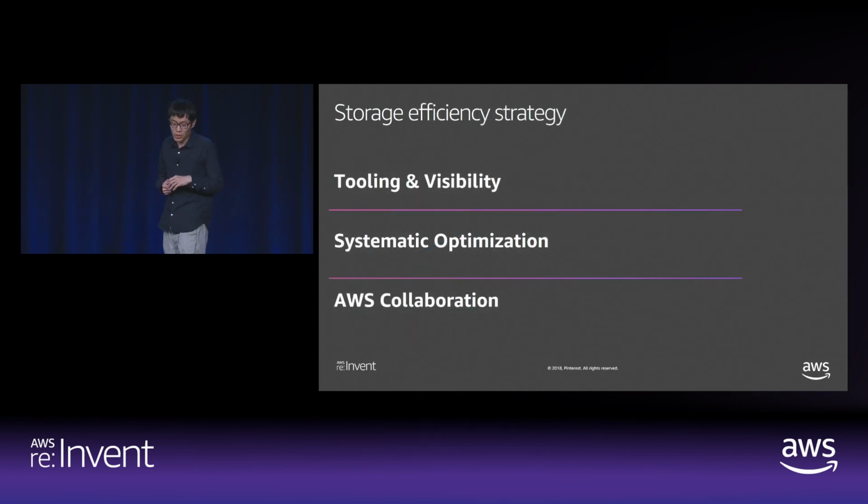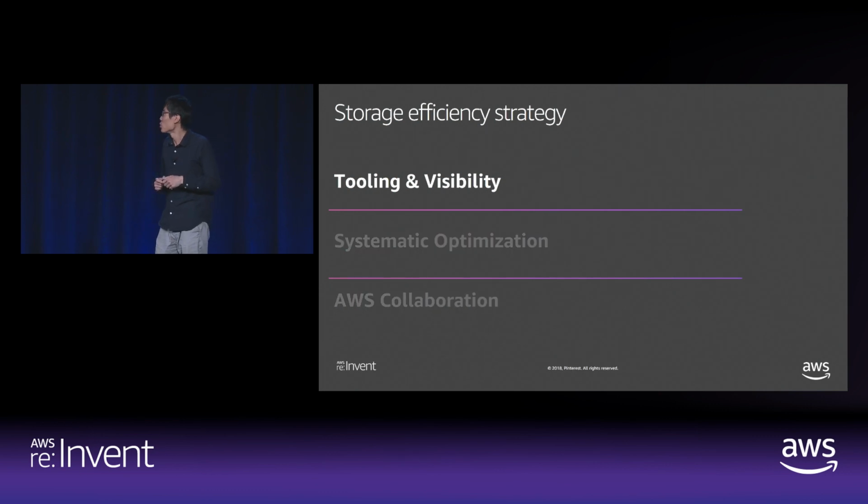So in the following, I'm hoping to share a little bit more of the story that happened behind the scenes, of how we are thinking of our storage efficiency strategy. Overall, there are three major pillars of it. The first is around tooling and visibility. And the second is systematic optimization. That is the actual governance work we put in terms of driving down the cost. And the last is the collaboration and partnership we had with the AWS team.